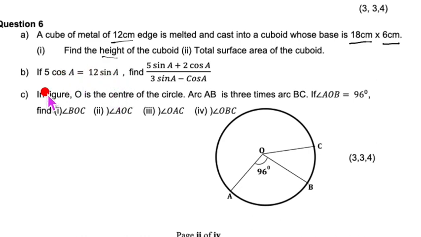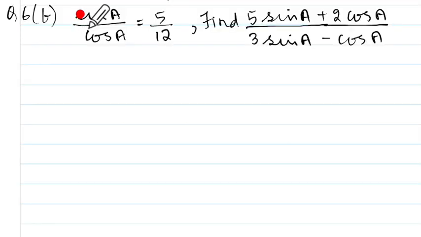And 12 goes that side, so that becomes 5 upon 12. And then we have to write this. So let's just write the question. In this question, we have sin a upon cos a turns out to be 5 upon 12. So sin a upon cos a is tan a.